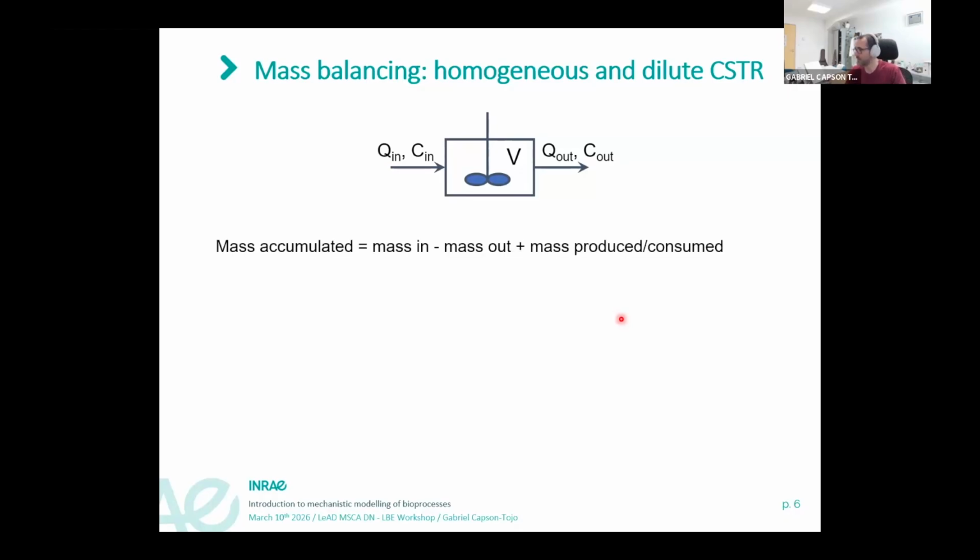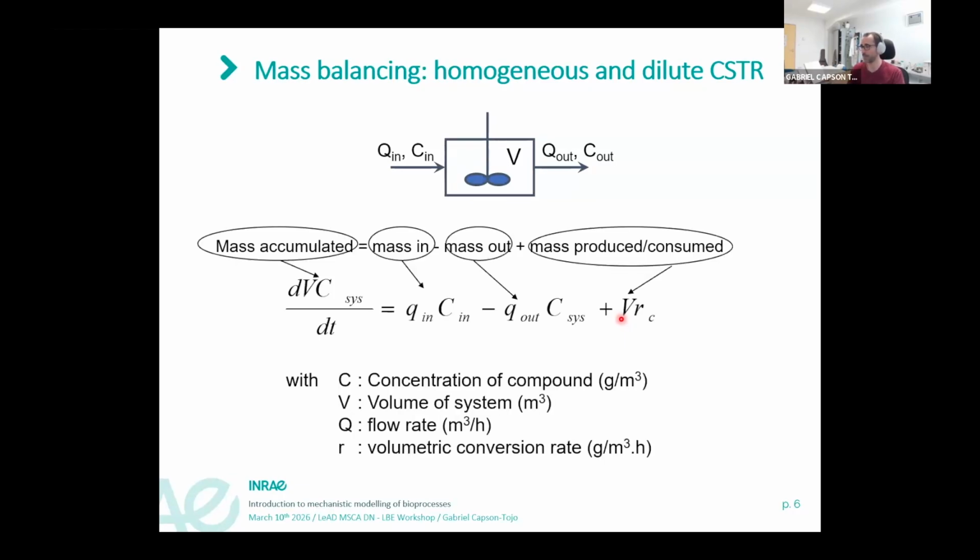If we do a mass balance, and this is generally what we want to do in these kinds of models, what we want to know is how the system changes over time. And for that, we need to know what is the mass of a given component of the model that is being accumulated over time. This accumulation can be positive or negative. And how we do it is a classic mass balancing exercise. So mass in minus mass out plus the mass produced or consumed. If we just sum all this up, you get the overall change in your system over time.